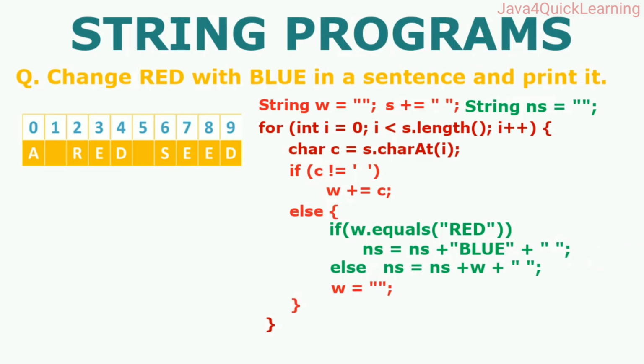There is one important thing to remember here. When we are forming a sentence, we have to remember to put space in between the words. So we will always add a space in the end. Once we are out of the loop, we will print this new sentence. This gives us the program to change a word.